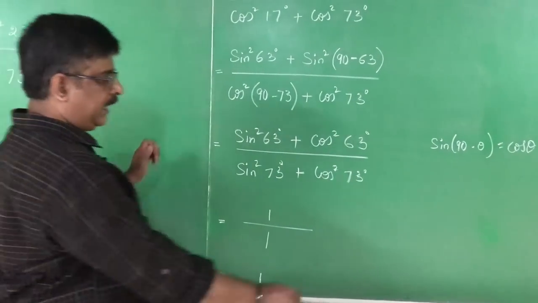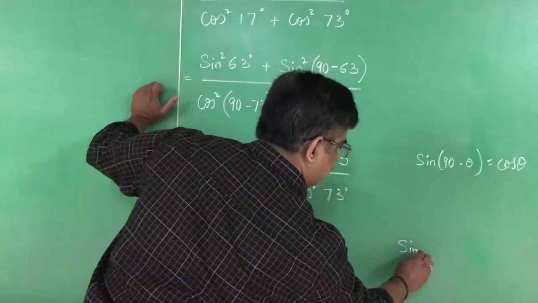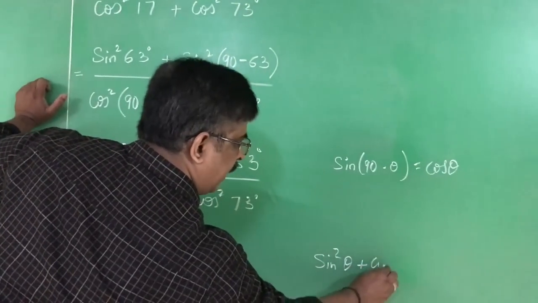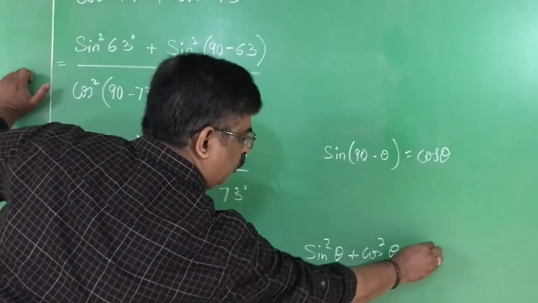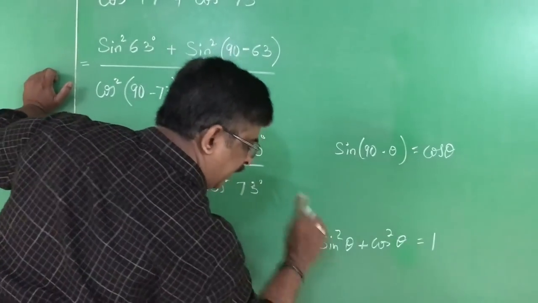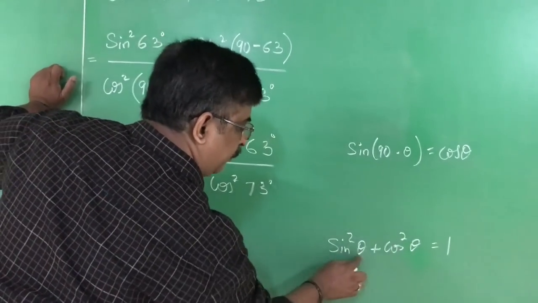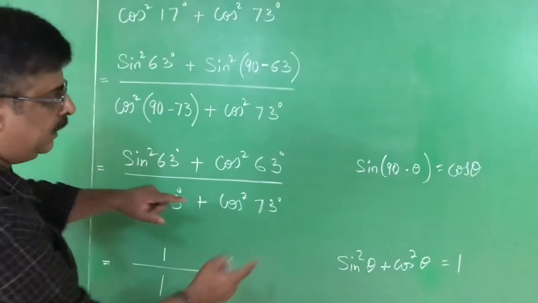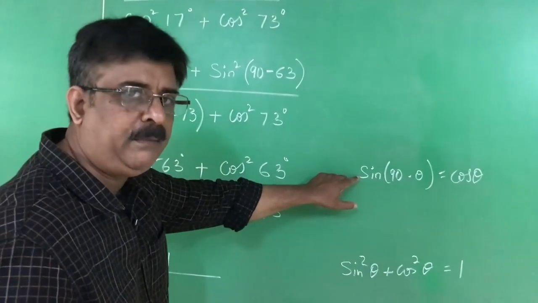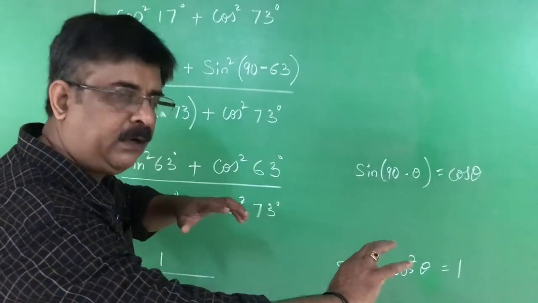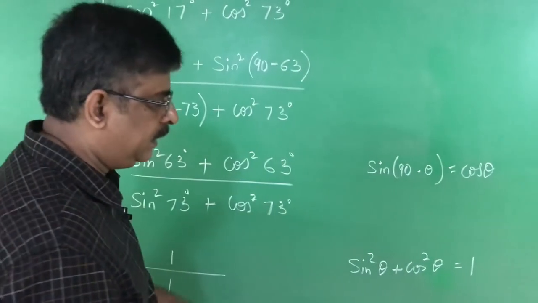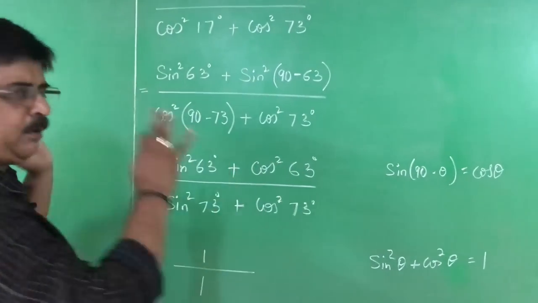The identity I used is sin square theta plus cos square theta is equal to 1. In this identity, be careful: the value of theta should be the same. If it is different, we use the idea of complementary angles to make them equal, and then we apply the identity. This is a very simple problem.